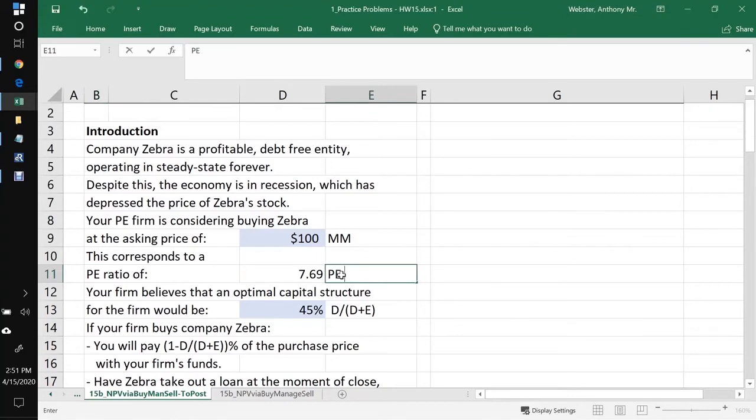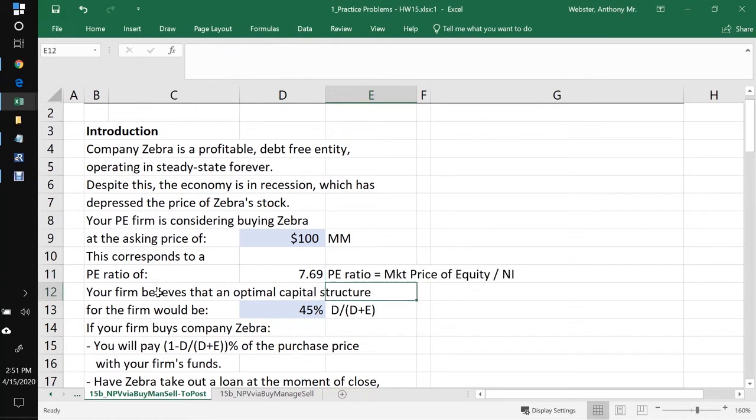And remember, the PE ratio is equal to what? The market price of the equity divided by the net income, if we're talking about it at the whole firm level.